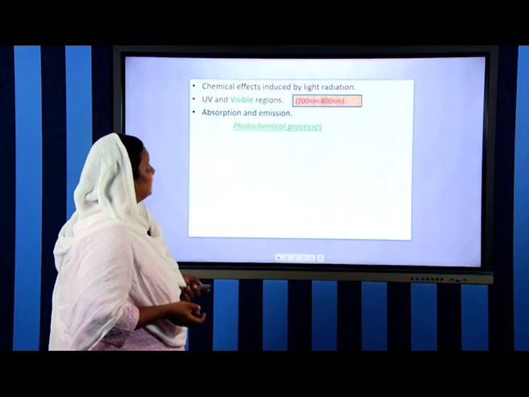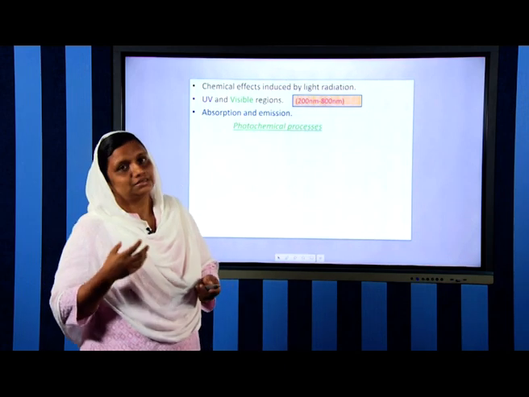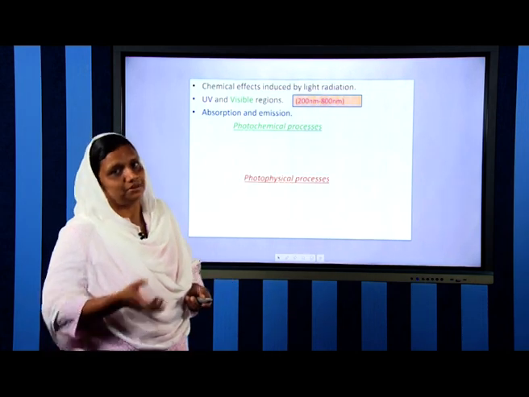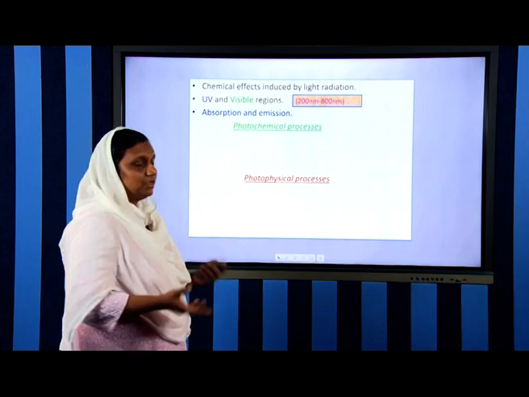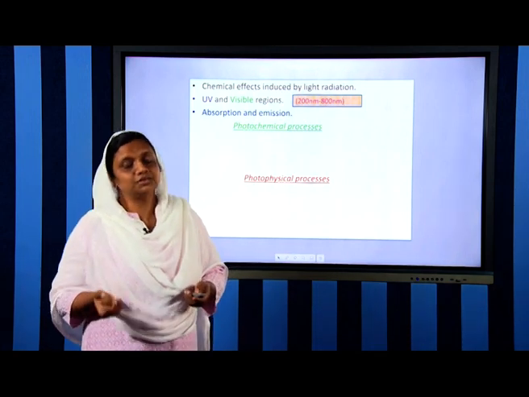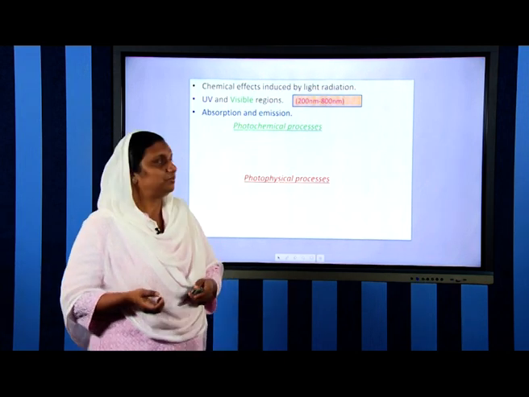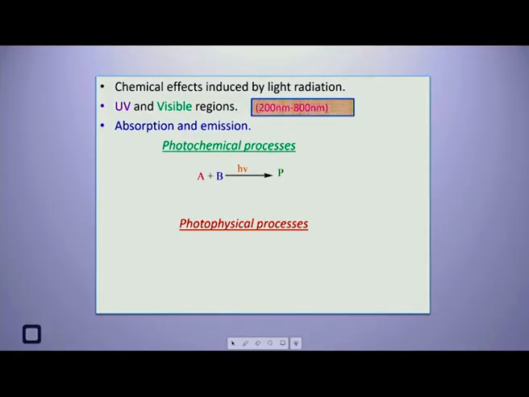Now, when light is absorbed or light is emitted, a photochemical process or a photophysical process can happen. Either of these two can happen. Now, what is a photochemical process and a photophysical process? When a molecule absorbs light, or is irradiated with light, and it gets converted to a product, an entirely different chemical, then we call it a photochemical process. There is a chemical change happening because of the light radiation.